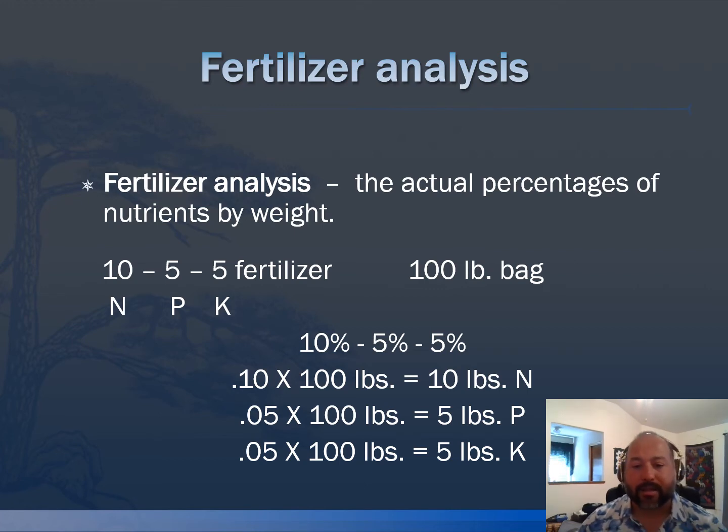So within this 100-pound bag, there are 10 pounds of nitrogen, 5 pounds of phosphorus, and 5 pounds of potassium. Using that basic math, whether it's a 20-pound bag, 30-pound bag, or 50-pound bag, 10% of it is going to be nitrogen, 5% phosphorus, and 5% potassium in this specific example. Then I'm hoping in your head you're asking, but what about the rest of the bag?